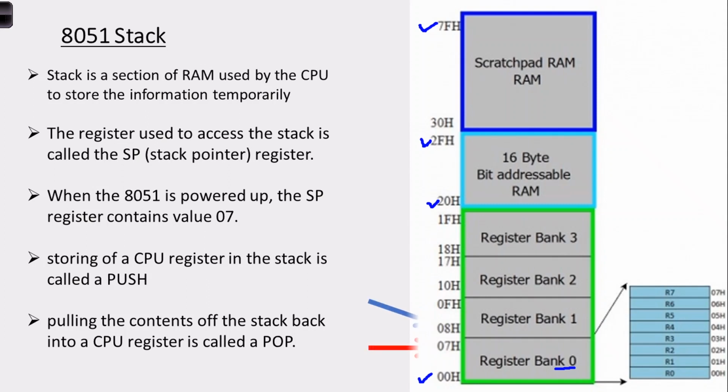Now, as we have seen with move instructions, we write instructions like move R2 comma R3 and then move R1 comma R2. These types of instructions we used in order to access these particular register banks. As we have said, by default the stack pointer is pointing towards 07 hexa over here, right?